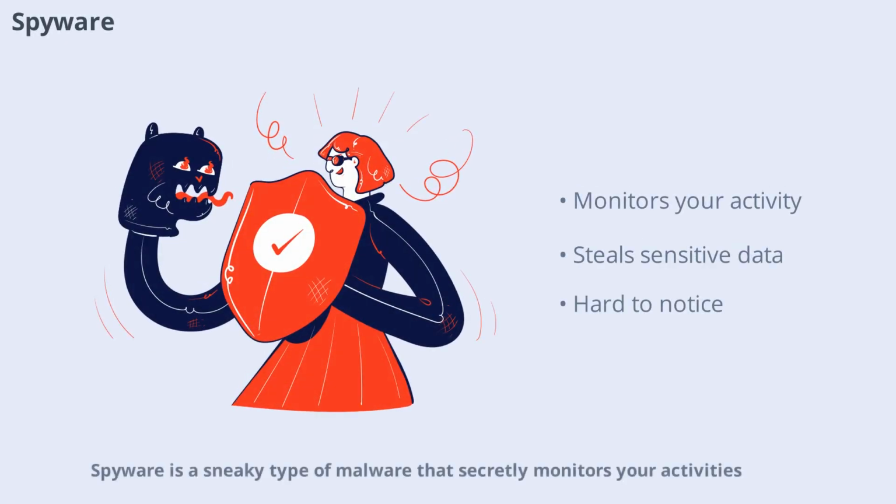Spyware is a sneaky type of malware that secretly monitors your activities. It tracks what you type, which websites you visit, and can even capture sensitive information like passwords and credit card numbers. All this data is sent back to hackers without you ever knowing. Spyware can enter your device through free software downloads or malicious ads, making it crucial to only download apps from trusted sources.